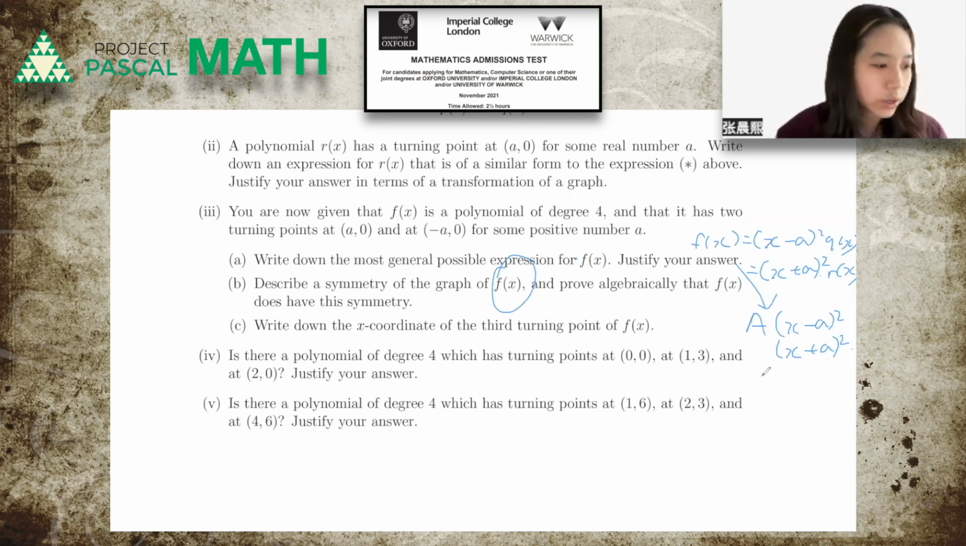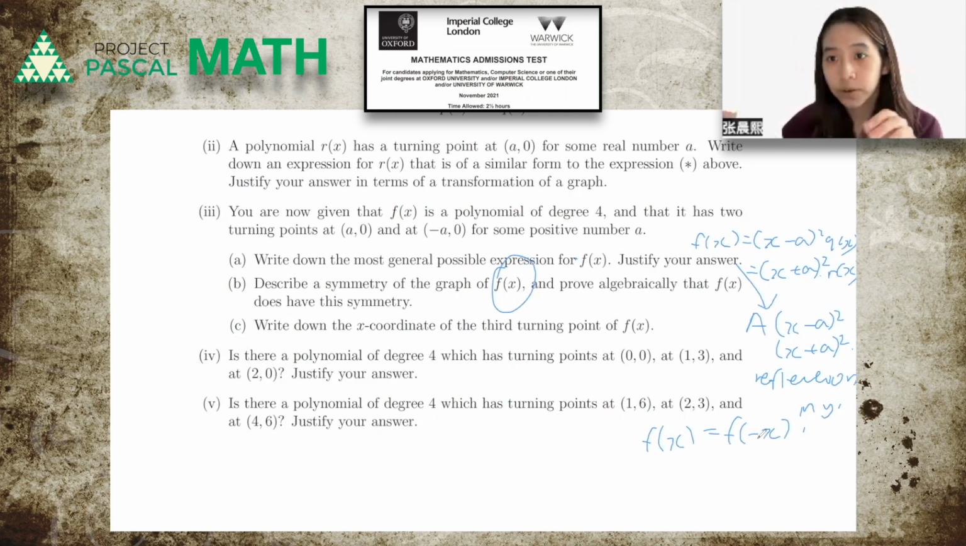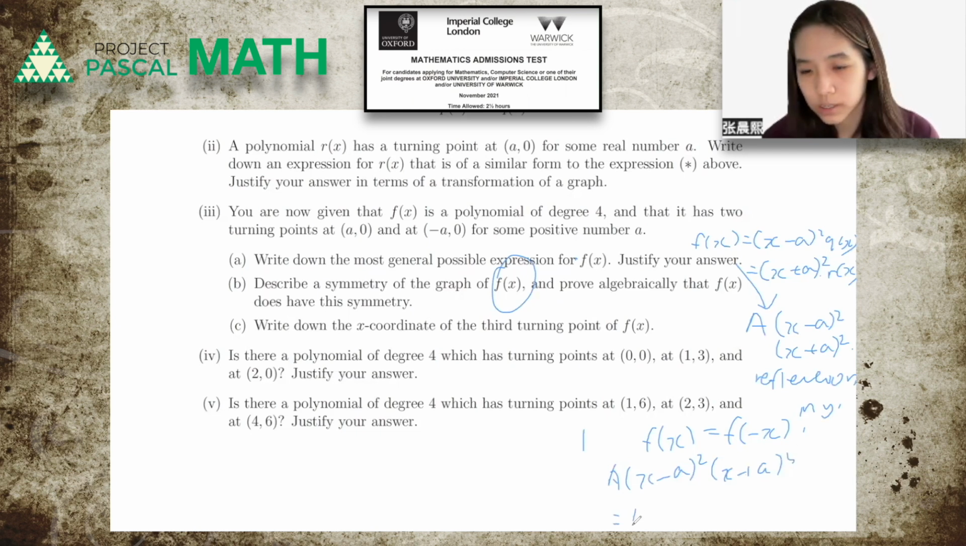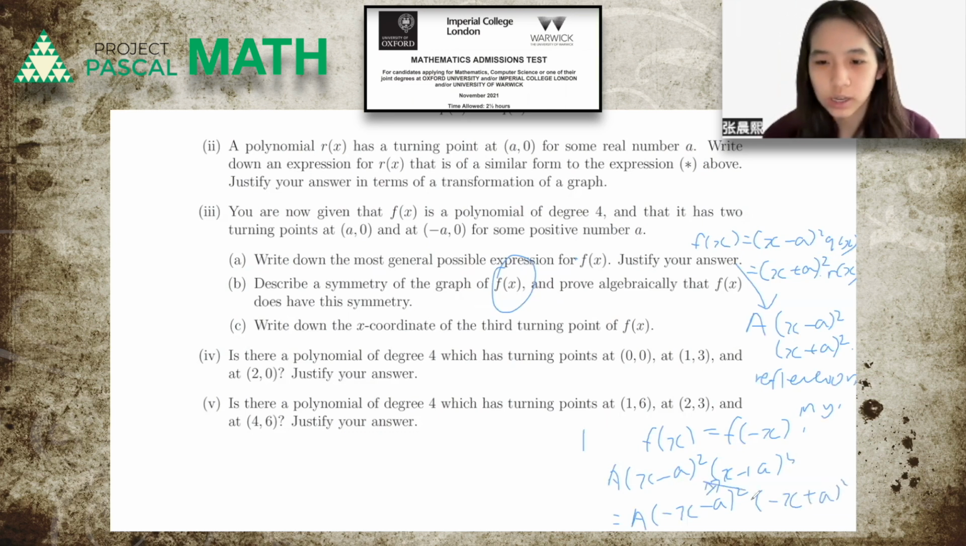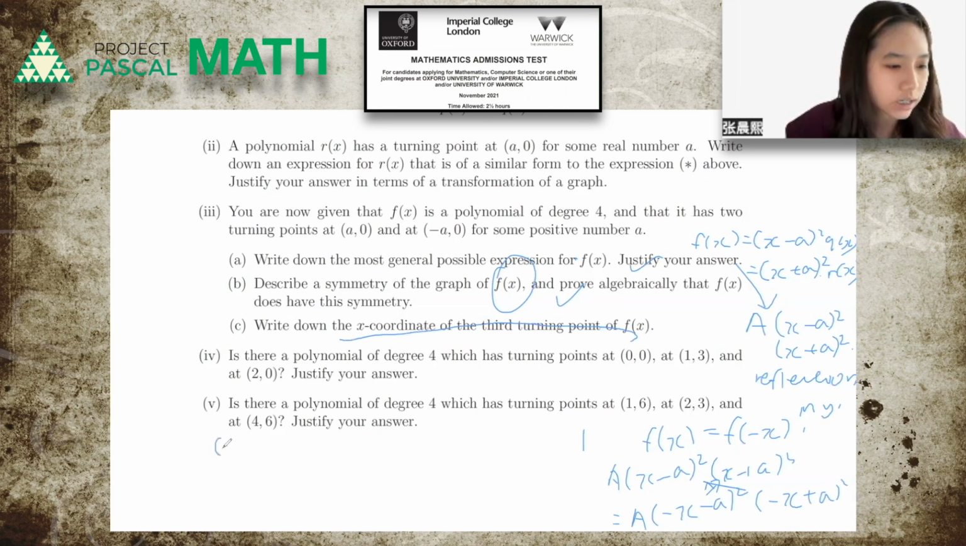Describe the symmetry of the graph f(x) and prove algebraically that there is such a symmetry. Okay, so the symmetry will be a reflection in the y-axis. We check for this by ensuring f(x) equals f(minus x), so it's an even function. So you sub it in: a(x minus a) squared (x plus a) squared equals a(minus x minus a) squared (minus x plus a) squared, which is this, and then minus a plus a squared, which is this. So it is equal.